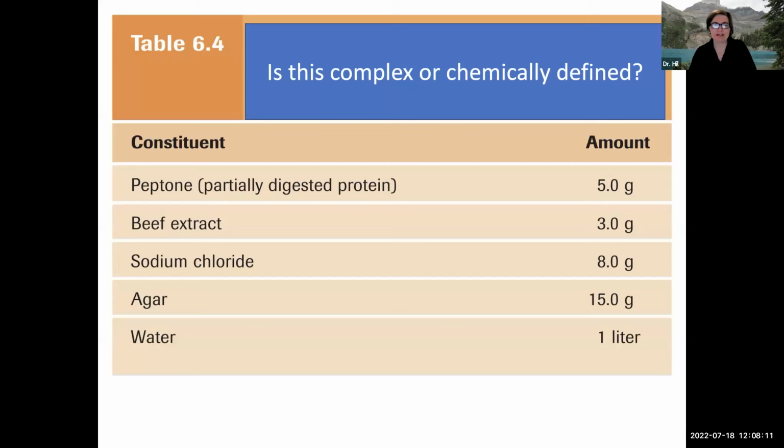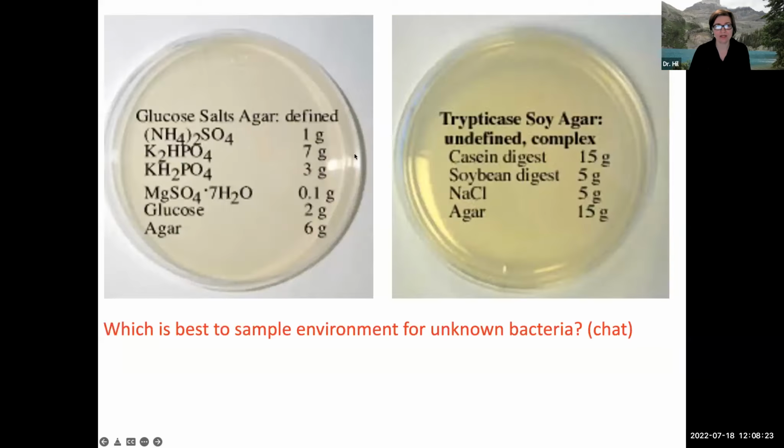Yeah, this is an example of a complex medium. Anytime you see peptone, which is a partial digest of a protein source, or beef extract or extract of anything, you know we're dealing with a complex medium. So here are two very typical types of media that you'll see in lab. We've already used this one. The one that we've been using in lab so far is called TSA, tryptic soy agar. And we also often use something called glucose salts agar, so TSA and GSA.